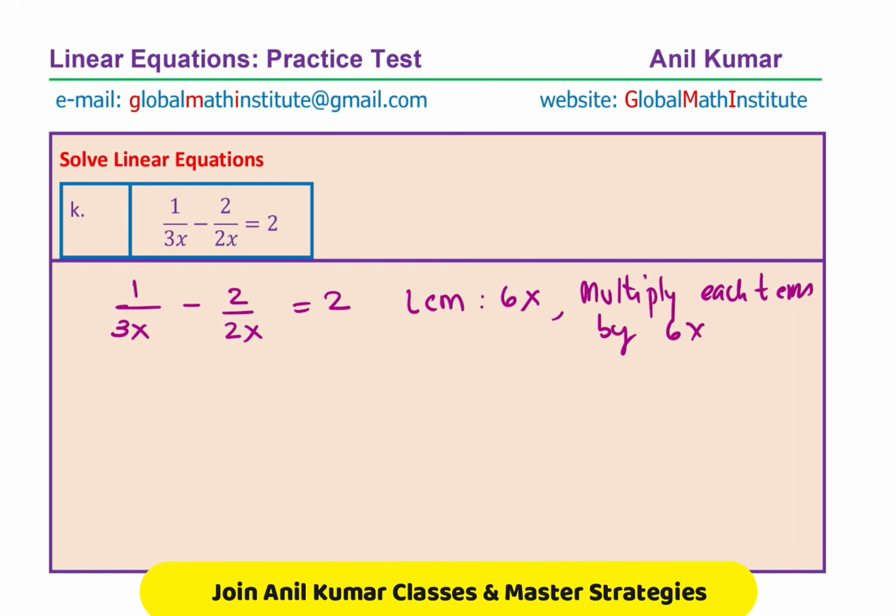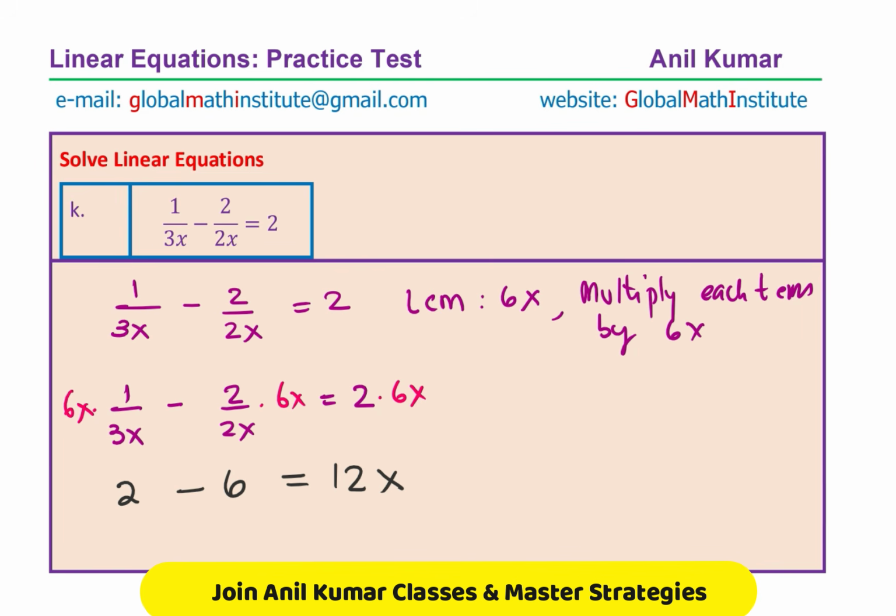By 6x. See what happens. So we have 1 over 3x minus 2 over 2x equals 2, right? So we are multiplying each term with 6x. Now you can see 6x and 3x, when you divide, you get 2 here, right? And 2x, 2 divided by 2 is 1, and x and x cancel, you get minus 6. You get the idea? And over here, you get 2 times 6 is 12. You see that.